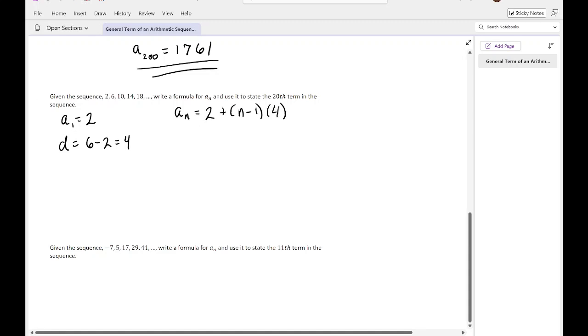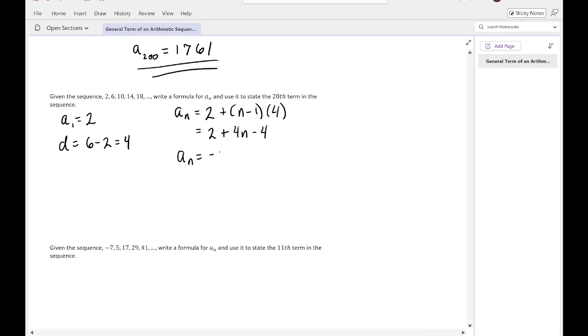Now we could leave it like that, but we can actually clean it up and make it look a little bit better. So we have 2 plus, distribute the 4 across. So 4 times n is 4n. 4 times -1 is -4. Combine like terms. And the nth term is going to be -2 plus 4n. So this is the formula for a sub n for this particular sequence.